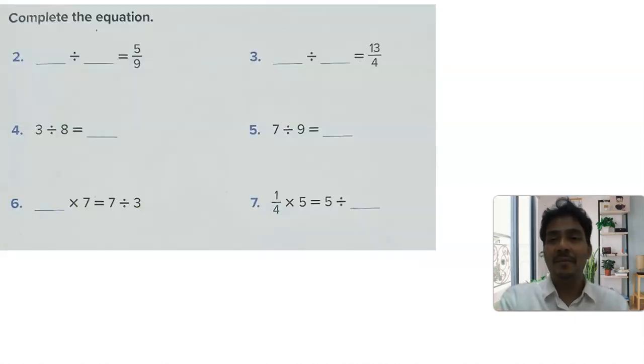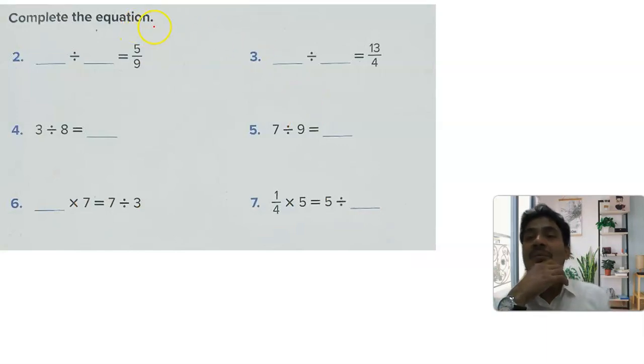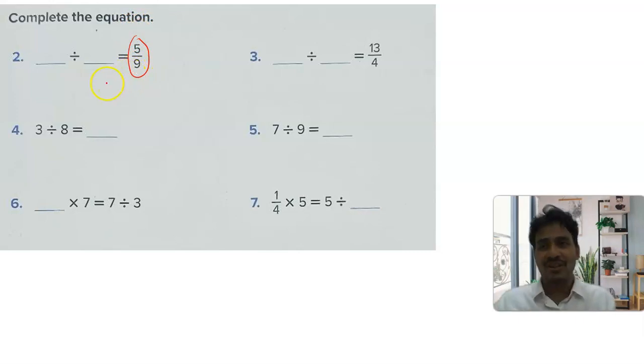Alright? Let's go ahead. Complete the equation. Now this is very simple. You have a fraction where you have 5 divided by 9. When you want to write it horizontally, it's obviously 5 divided by 9. Similarly, this is 13 divided by 4. 3 divided by 8 in a fraction is 3 by 8.